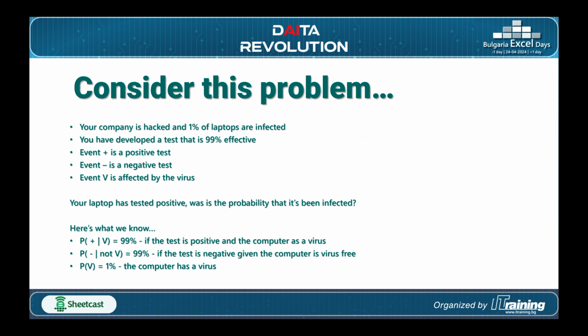Before we go on, I do want to point out that I'm going to be using these notations. The probability of a positive test given a virus is 99%. Negative test, given not a virus, is 99%. And the probability of a virus in general is 1%.